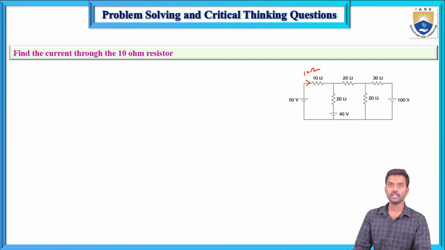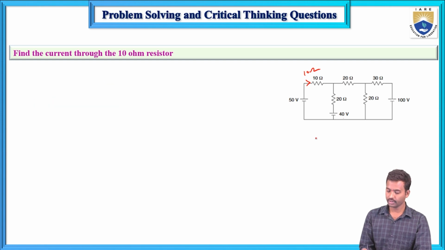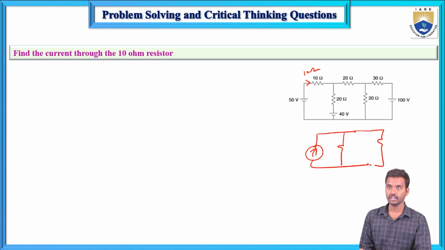So remove the load resistance. This circuit is replaced by a current source in parallel with a resistance, and reconnect the load resistance RL. This is the RN, and this one is the IN.